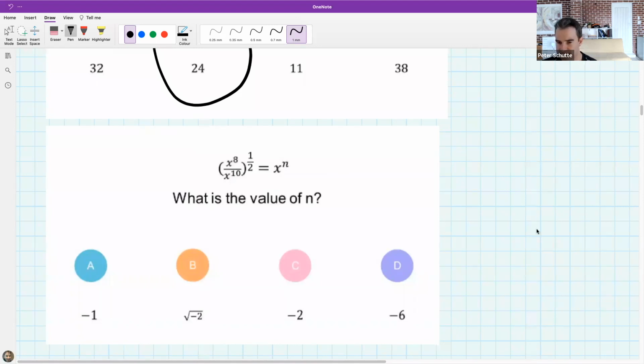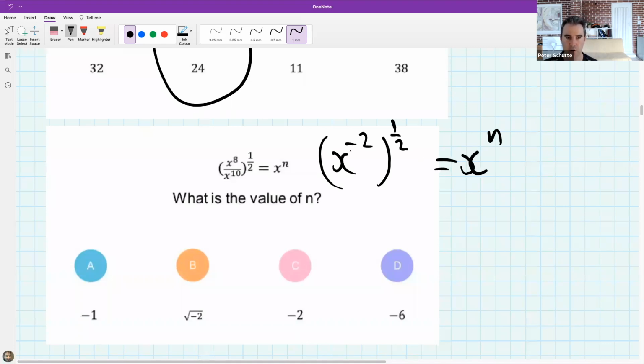Okay, so from what I'm seeing in the chat, Emmanuel, Tebogo, I've gone for A, and a lot of other people have as well. I think you must be doing the subtraction law to get this for step 1. Because 8 over 10, you just subtract the powers. Then you've got -2 times a half, which is -1. And because the bases are both x, -1 must equal n. So the correct answer is A.